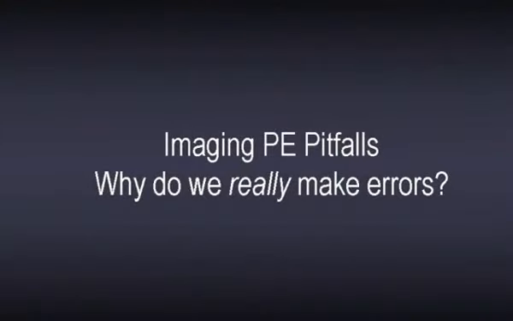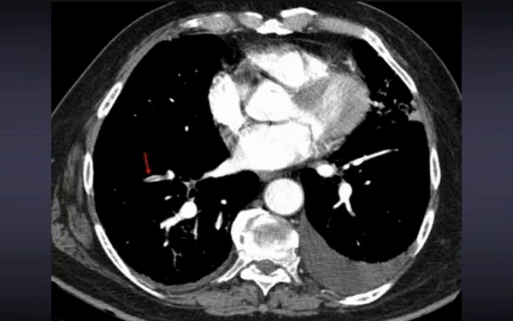Okay, so we've discussed some PE pitfall interpretation, some errors in interpretation due to pitfalls, but where do I think that we make more errors than these common pitfalls that are described in most of the literature? Clearly, the more subsegmental pulmonary vessels we have to evaluate, the more likely we are to miss a small subsegmental pulmonary embolism. Hopefully this will be isolated and of no clinical impact.